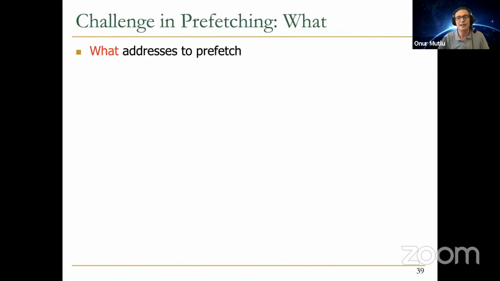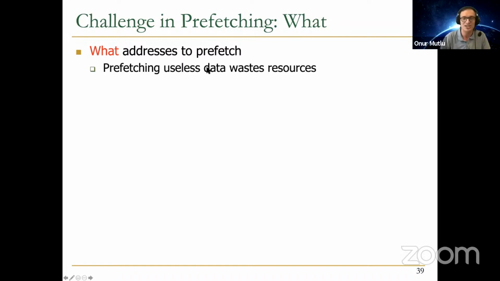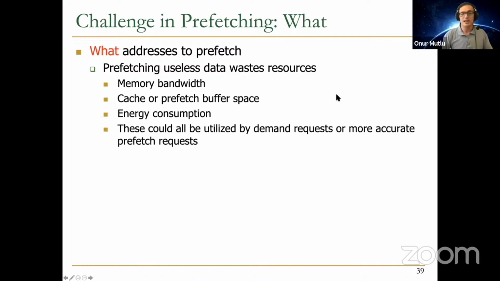Okay, let me give you two examples of these questions. So what is an important question? What addresses to prefetch? Clearly, it's important to decide what to prefetch because prefetching useless data wastes resources. It wastes memory bandwidth, it wastes cache and prefetch buffer space. It causes energy consumption on interconnects clearly. And all of these could be utilized by demand requests or more accurate prefetch requests.